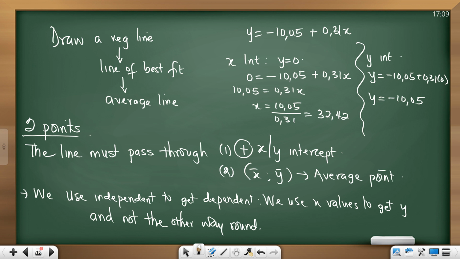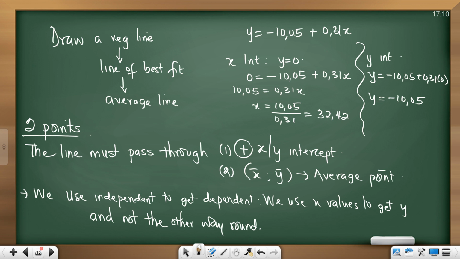So guys, you cannot substitute y to go and get x. It's wrong. They will always give you x and you need to get y. But read the question very well. I think I once saw a question where they say, why can't you? And that's just the reason. You cannot use the dependent to get the independent. All right. We okay, everybody?